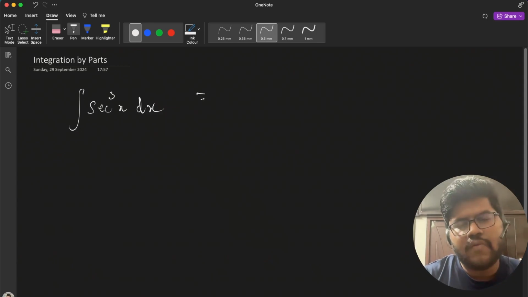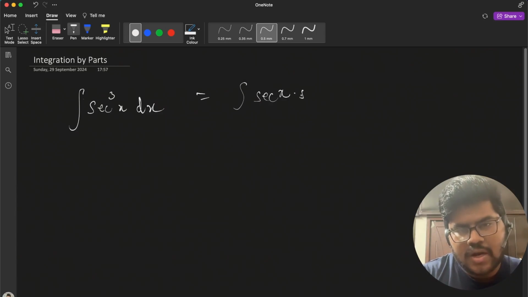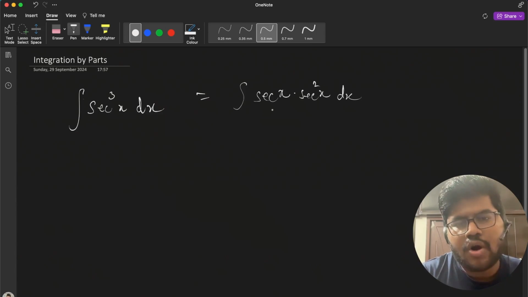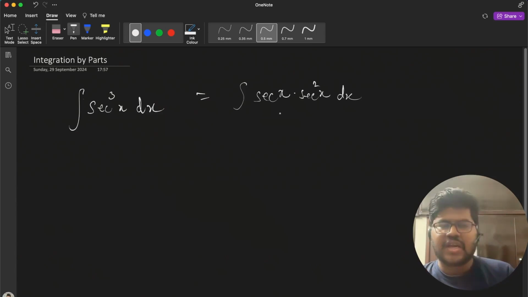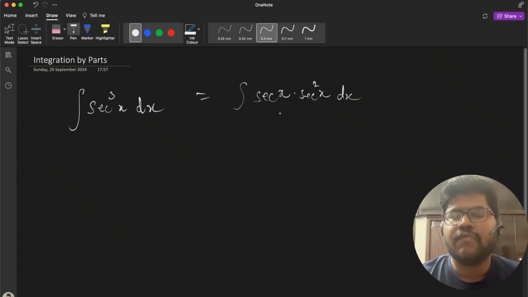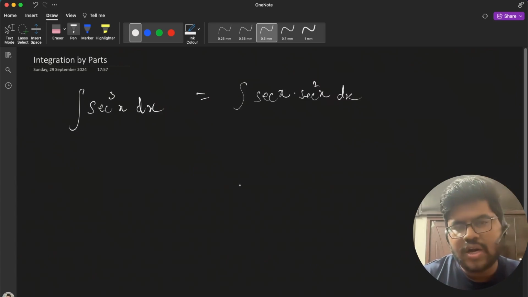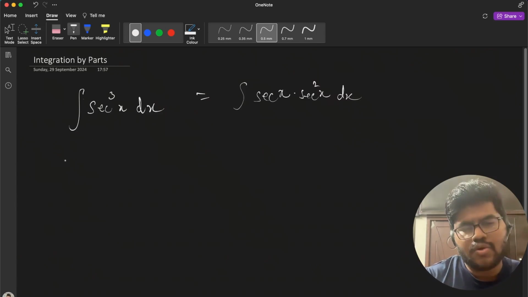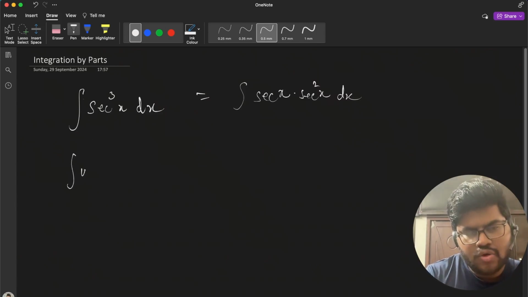Basically what I will do is bifurcate this sec cube x as sec x into sec square x dx. Now I get two functions, first and second. Appropriately, according to our feasibility, we decide what will be the first function and what will be the second function, and accordingly we do the integration. Now let us first understand the rule. This is called the UV rule.